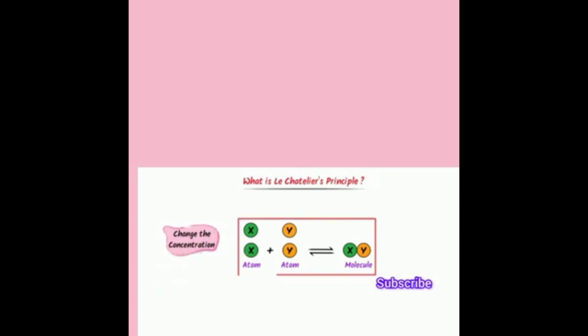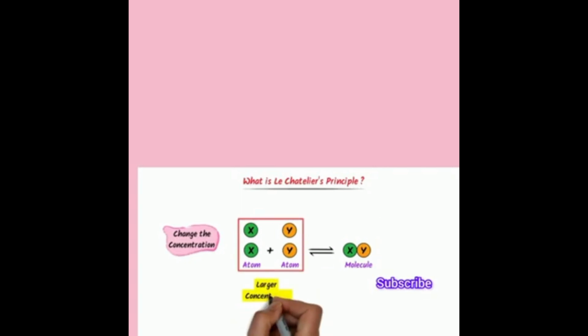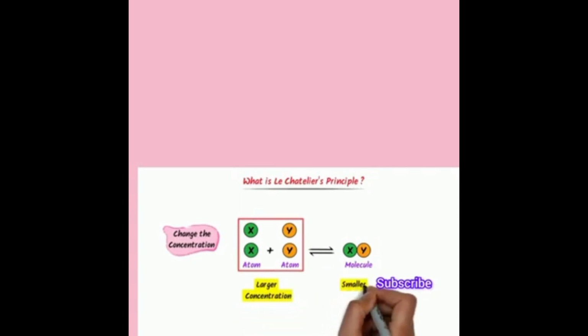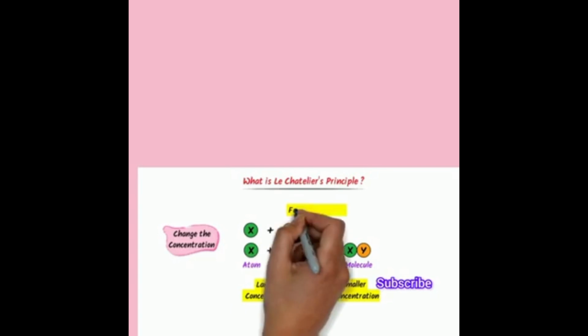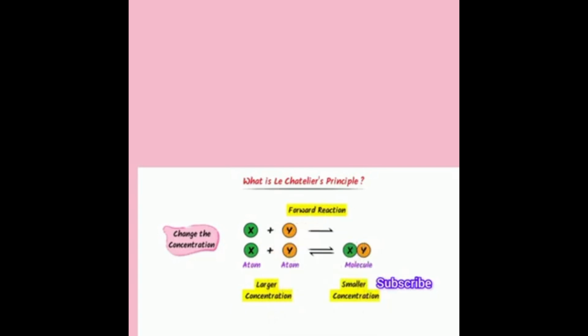Now this system will respond to this change of concentration of reactants. Let me repeat it. This system will respond to this change of concentration of reactants. Here, the change is simple. I mean, the concentration of reactants is large and the concentration of product is small. So what will be the response of this system? It is very simple. The rate of forward reaction will become high to make more products.